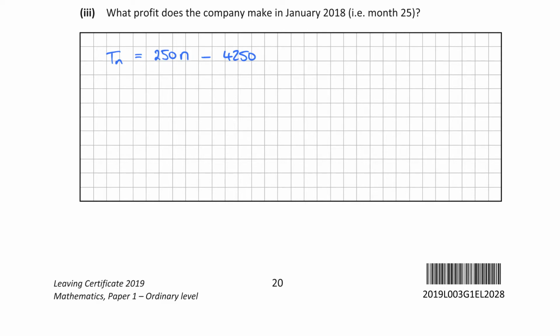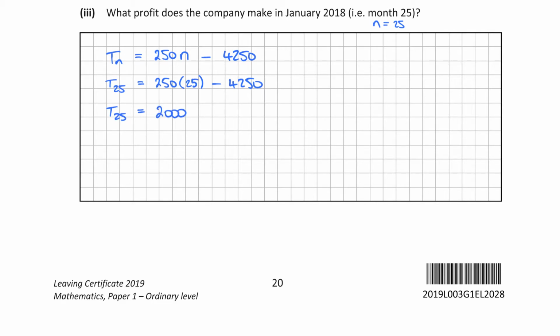You can see there the formula for T of n was equal to 250n minus 4,250. So what they've asked us to find is when n is equal to 25, what the outcome will be. So T of 25. And all we need to do is simply replace n with the number 25. So 250 times 25 minus 4,250. And if you were to type this into your calculator, it will tell you that T of 25 gives you an answer of €2,000.